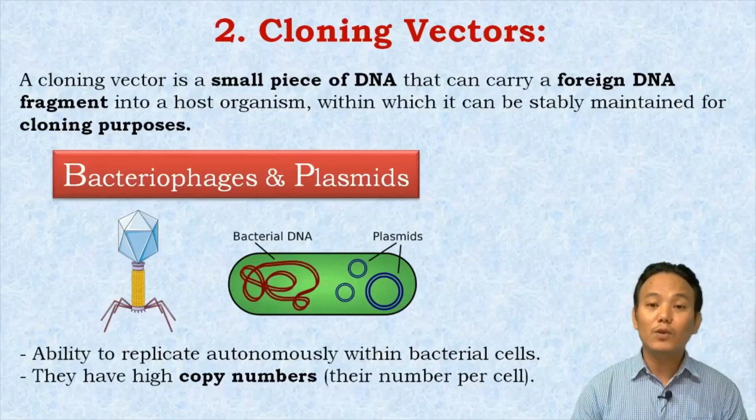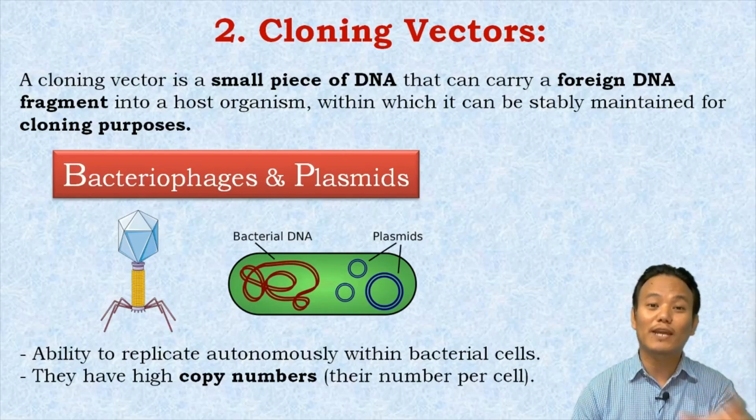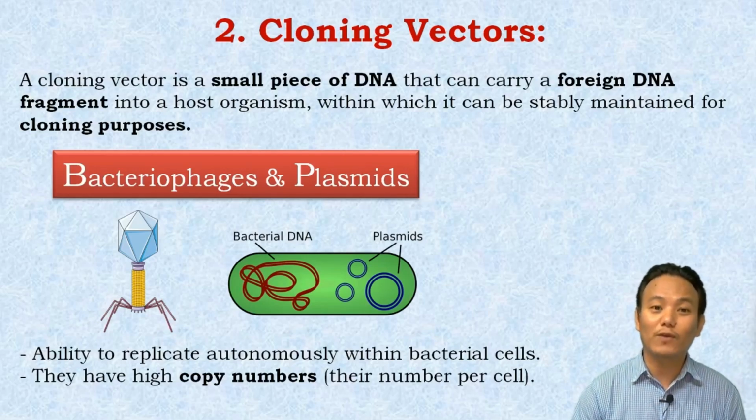So what is a cloning vector? A cloning vector is a small piece of DNA that can carry a foreign DNA fragment into a host organism. And within the host organism, it can be stably maintained for cloning purposes. I have told you before, vectors are those DNA molecules which can carry our gene of interest into a host organism, thereby transforming the host organism into a genetically modified organism.